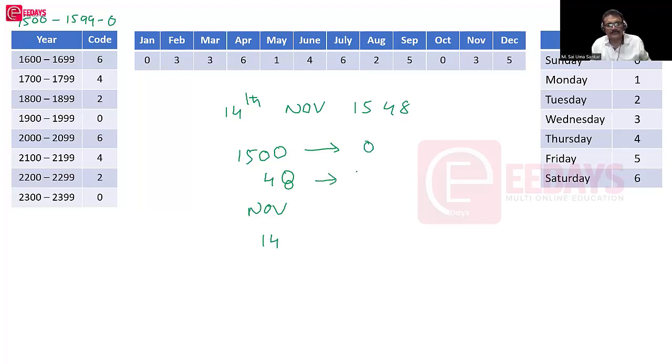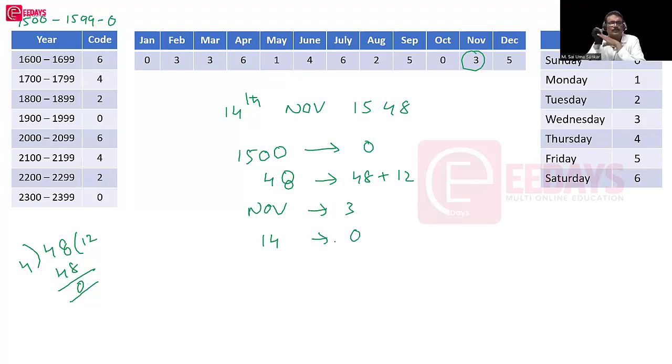48. How many odd days are there? 48 divided by 4, 12 times. That is equal to 48. The remainder is 0. So this is 12. What is November? That is equal to 3. And 14 is equal to 0. How to get 0? 14 is more than 7. You divide that number by 7, the remainder is 0. So this is 0 and this is 60.